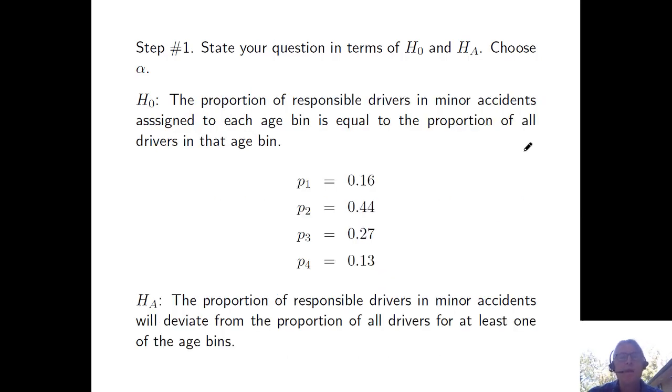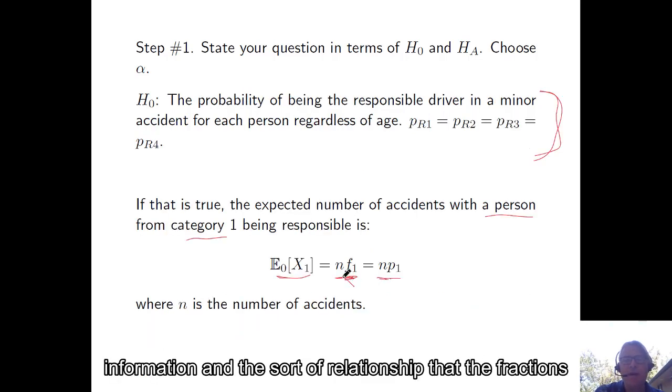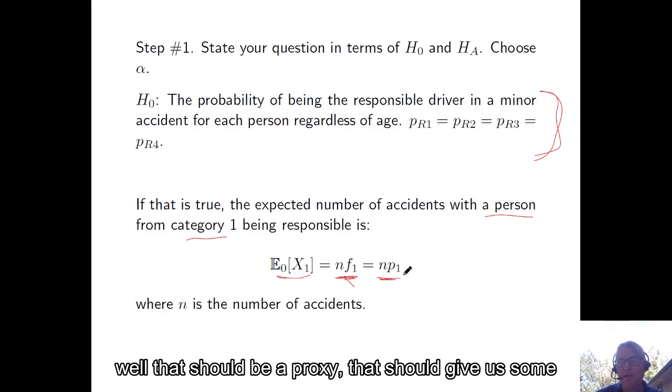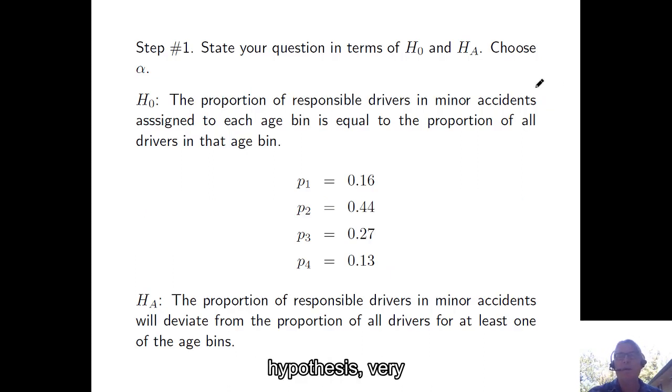Okay. So because we had this background information and this sort of relationship that the fractions in the licensed driver pool, we might say, well, that should be a proxy. That should give us some parameter values for the probability of being in an accident if the null is true. Then we can make our null hypothesis very specific here.